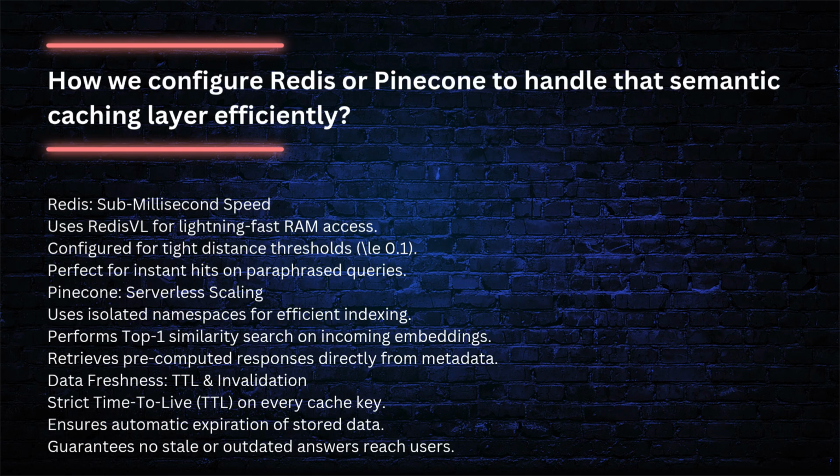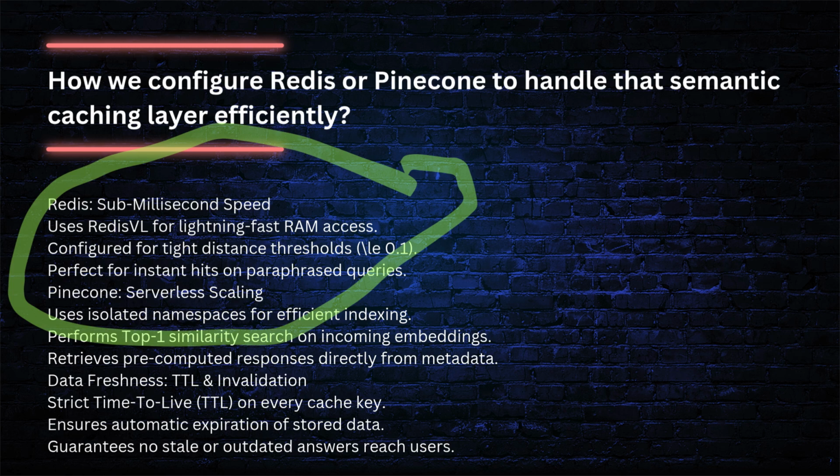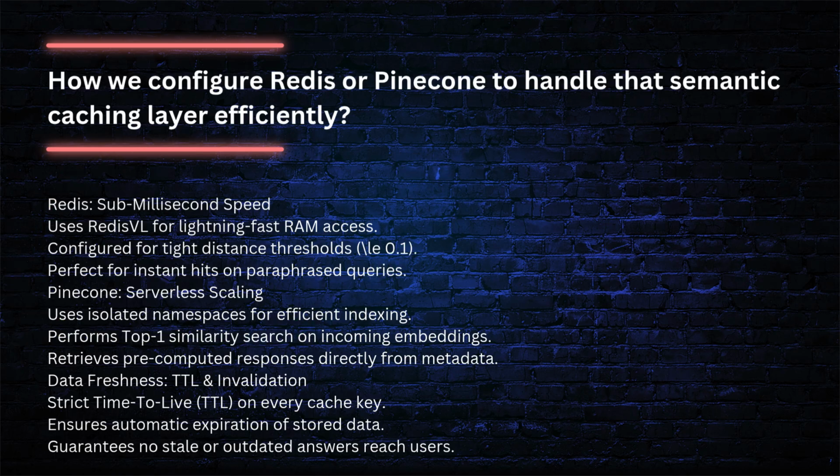Configuring an efficient semantic caching layer requires a specialized vector-capable infrastructure to evaluate query proximity and instantly bypass the heavy LLM pipeline. For Redis, we initialize a dedicated index using the Redis vector library called RedisVL and configure a low distance threshold, for example a distance of 0.1. This allows paraphrased queries to achieve ultra low sub-millisecond cache hits entirely out of RAM.